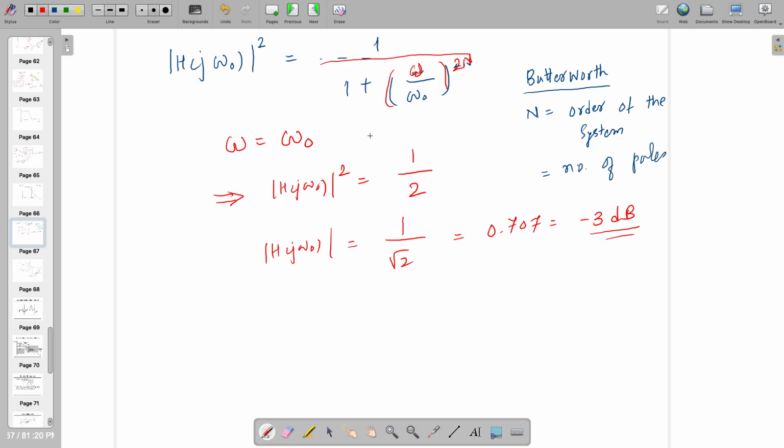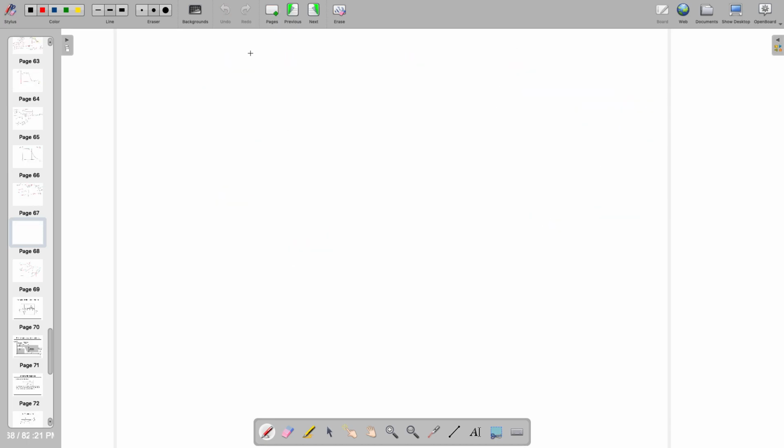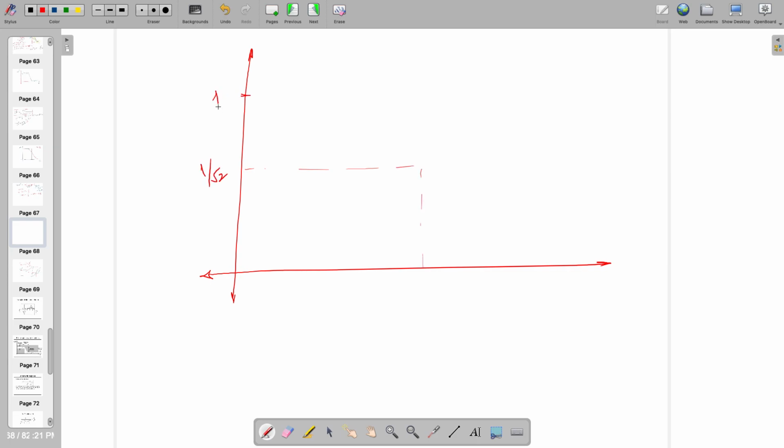Or you can say that the whole transfer function has been normalized to omega 0 raised to 2n. Whatever the order of your transfer function, or how many poles there are, it doesn't matter. This transfer function at omega equal to omega 0 becomes 1 by 2. If it is squared, if it is just a single value, it's 1 by root 2, right? So it does not depend on the order. So you can redraw that thing. If this is 1 by root 2, this is 1.